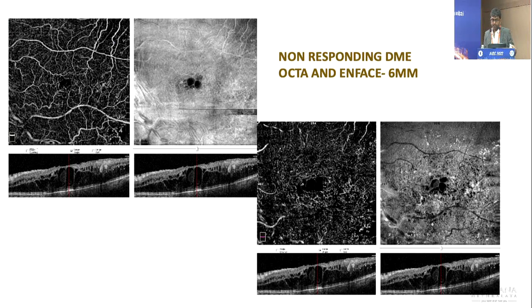The 6 mm scan. The problem with 6 mm scans is the resolution really comes down. So it's really difficult to make out, but you can roughly make out what's really happening. There's too much of vascular distortion here, non-perfusion areas, aneurysms. So this is a corresponding en face.